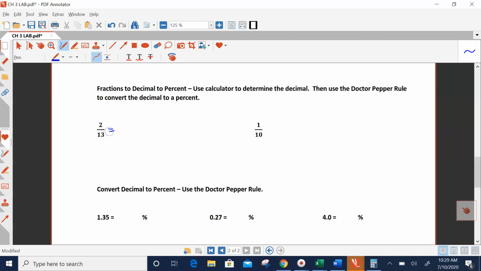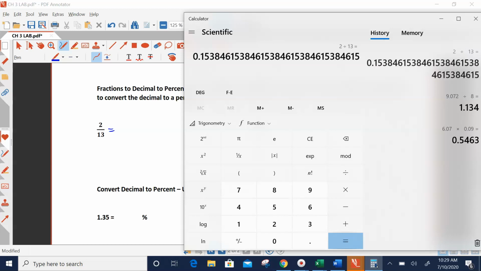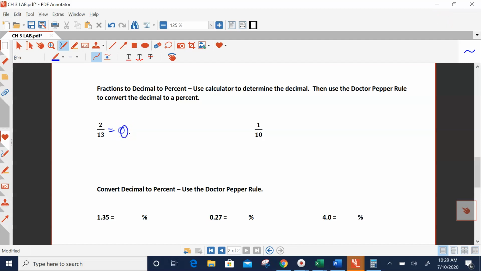So first, pull out the old calculator, and I'm going to take 2 divided by 13. So 2 divided by 13 gives me, whoa, that's a really long number. So then let's decide to go to, how about 3 decimal places? So 0.153, I'm going to round it to 3 decimal places. And so that 8 says I need to round that 3 up to 4. So we're going to call this 0.154. Okay. 0.154. So there is the decimal equivalent of 2/13.